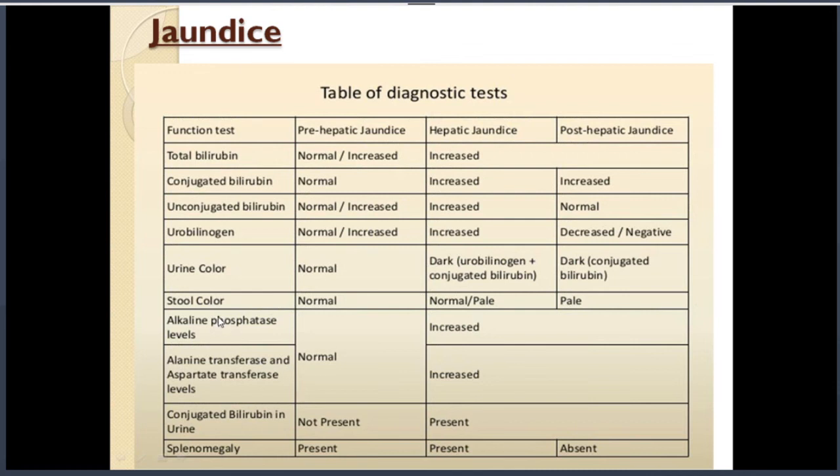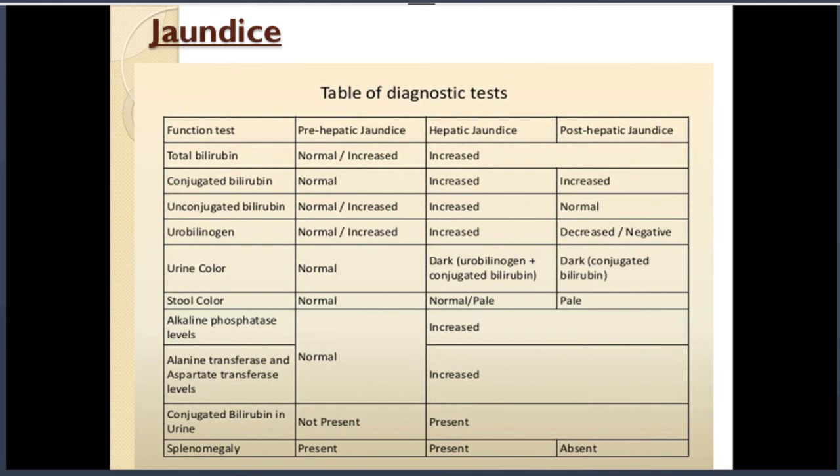Then some enzymes are formed by the liver. We studied the synthetic function: SGOT, alkaline phosphatase, all these are synthesized in the liver. So alkaline phosphatase level is one of the markers of jaundice. Alkaline phosphatase or other enzyme levels will remain normal in pre-hepatic jaundice because it is not concerned with anything related to the liver. It is only concerned with the excessive destruction of RBC. So its level will remain normal.